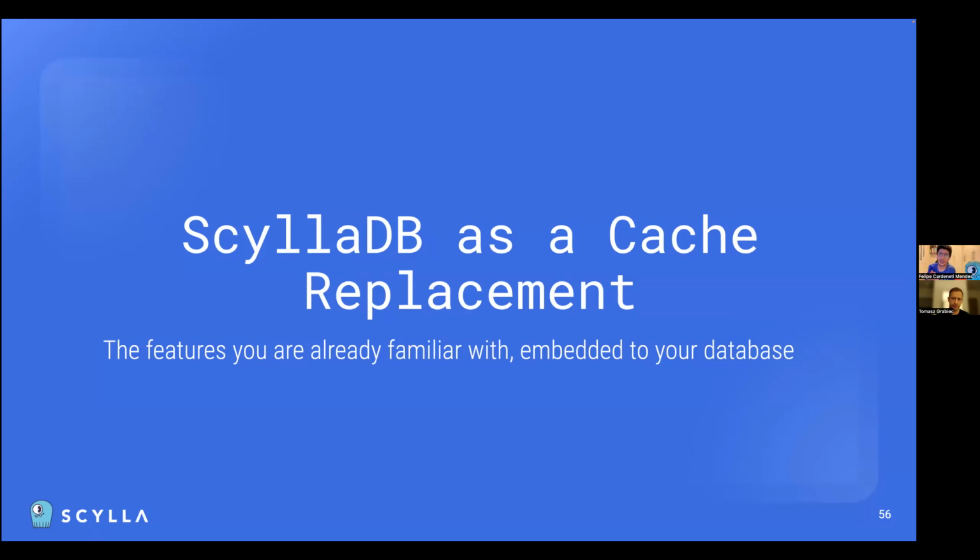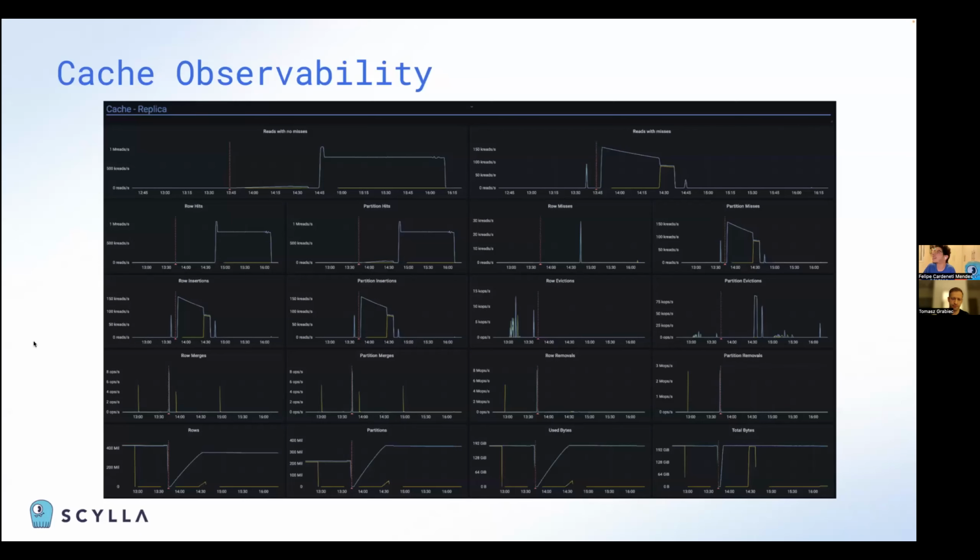All right. Now, we finally got to the final section of our presentation where we are going to discuss ScyllaDB's cache-related features. And let's start with observability, right? So observability is crucial to any distributed system. And with ScyllaDB and its cache, it is no different.